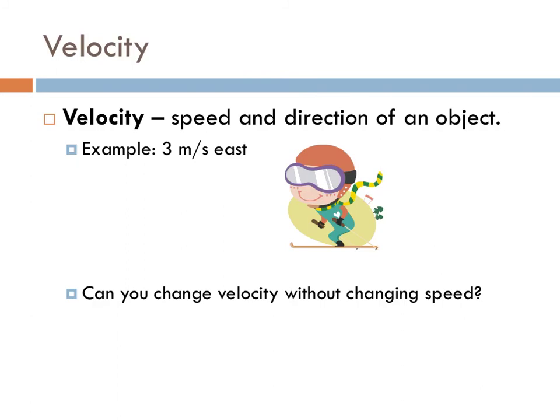So big question is this. Can you change velocity without changing speed? What do you think? Actually, you can. If I change my direction, but not change my speed, I can change my velocity, right? For example, if that skier is going 3 meters per second east, and then he turns gradually without slowing down so that he's going north, now he's changed his velocity, but he's still going 3 meters per second.